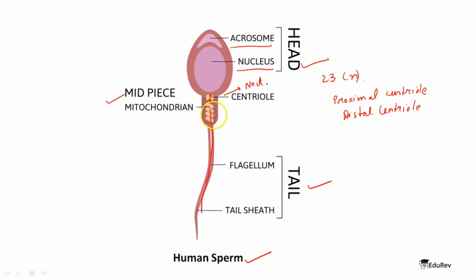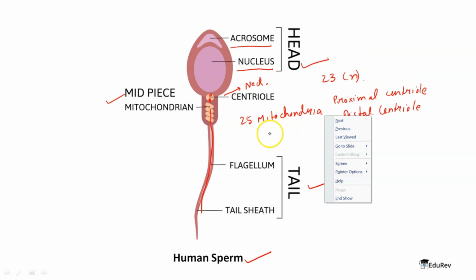Now come to the middle piece part. It consists of spirally arranged mitochondria, and there are 25 mitochondria present in the spiral structure. How many? 25 mitochondria, okay? Now the function of mitochondria is to form ATP, and ATP is the energy currency, you already know. So they generate energy, which helps in the movement of the male gamete, right? Now come to the tail part. With the help of this region, the sperm will have undulating movement.